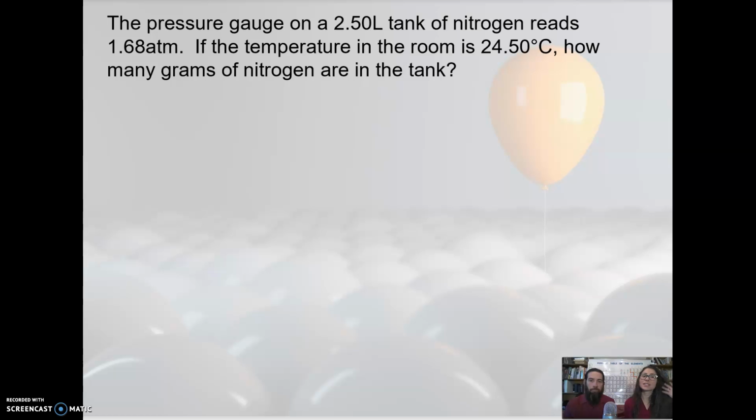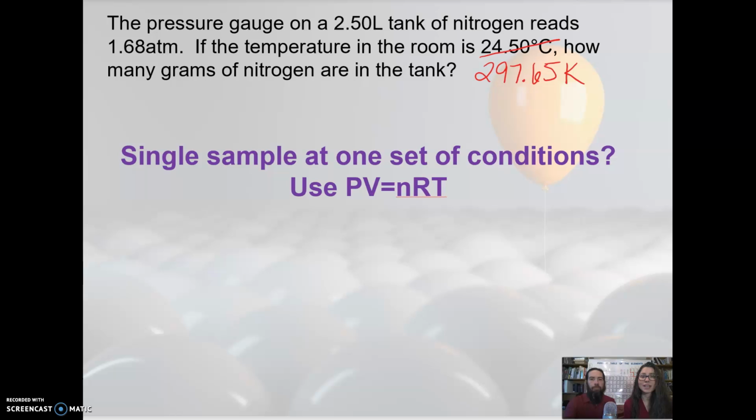All right, so here's another one. And we are going to have to decide what we're going to use to solve this. So we have a pressure gauge on a 2.5 liter tank. We have a volume. It's of nitrogen, so we know what gas it is, and we have a pressure. It says if the temperature in the room is, now we have a temperature, always with gases we're going to have to put that in Kelvin. So C means we've got to put that in Kelvin. How many grams of nitrogen are in the tank?